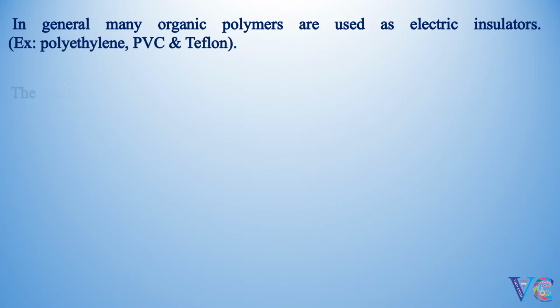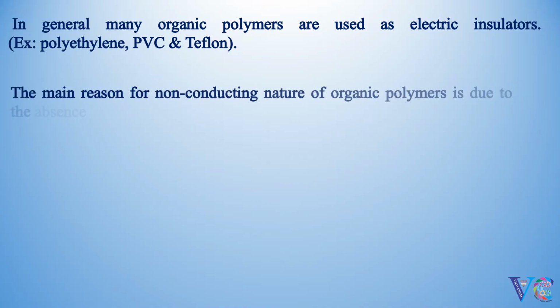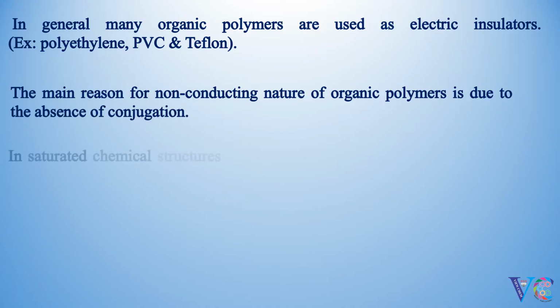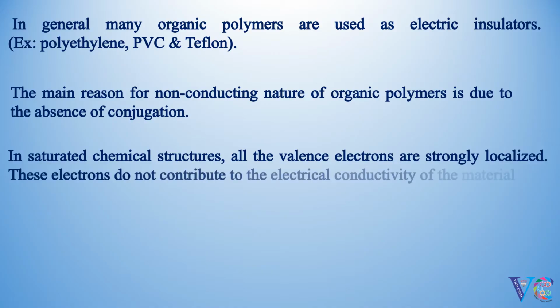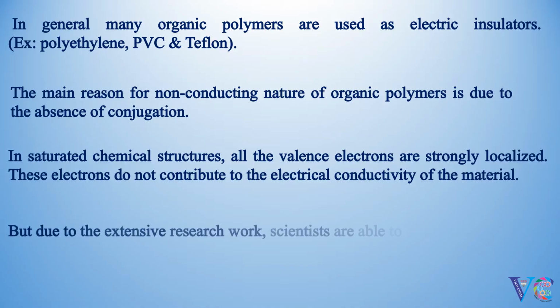The main reason for the non-conducting nature of organic polymers is the absence of conjugation. In saturated chemical structures, all the valence electrons are strongly localized. These electrons do not contribute to the electrical conductivity of the material. But, due to extensive research work, scientists are able to synthesize conducting polymers.